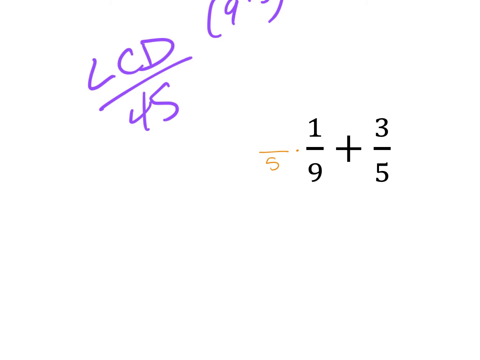I need to multiply by 1, which means I'm going to multiply by 5 over 5. Whatever I do to the bottom, I have to do to the top to keep my fraction balanced and equal in value. So now I get 5 over 45. Plus. What does the 5 need to become a 45? It needs a 9. Whatever I do to the bottom, I have to do to the top.